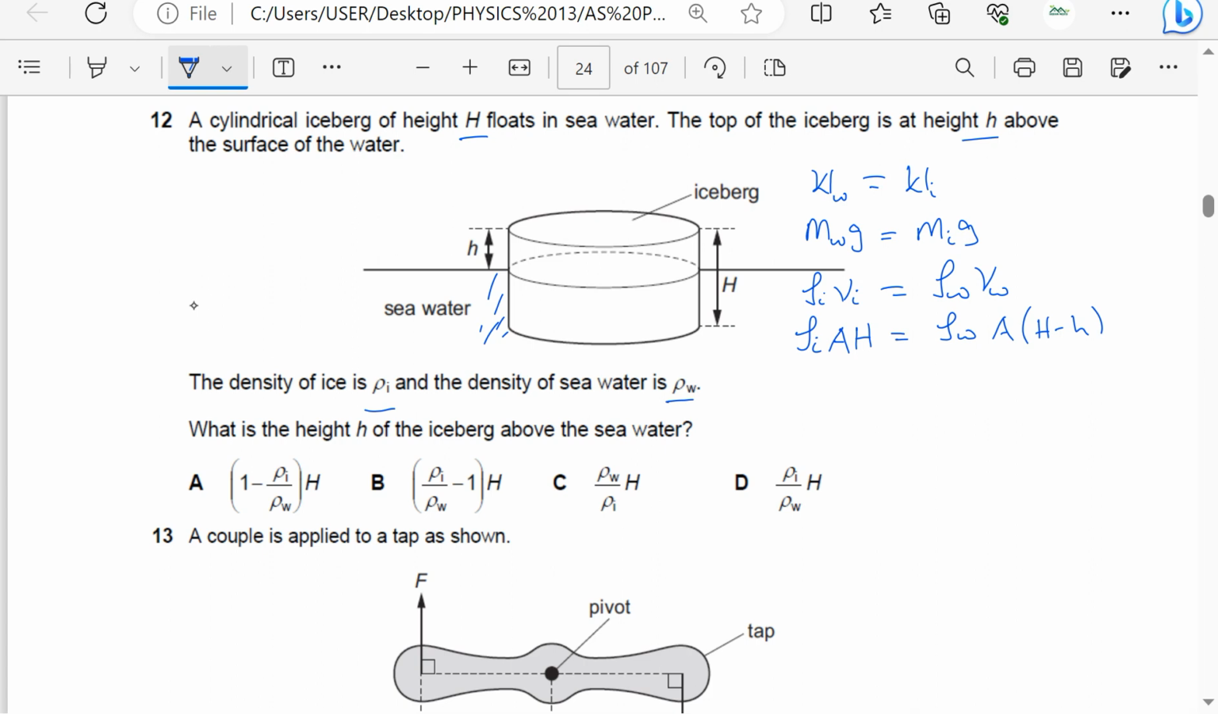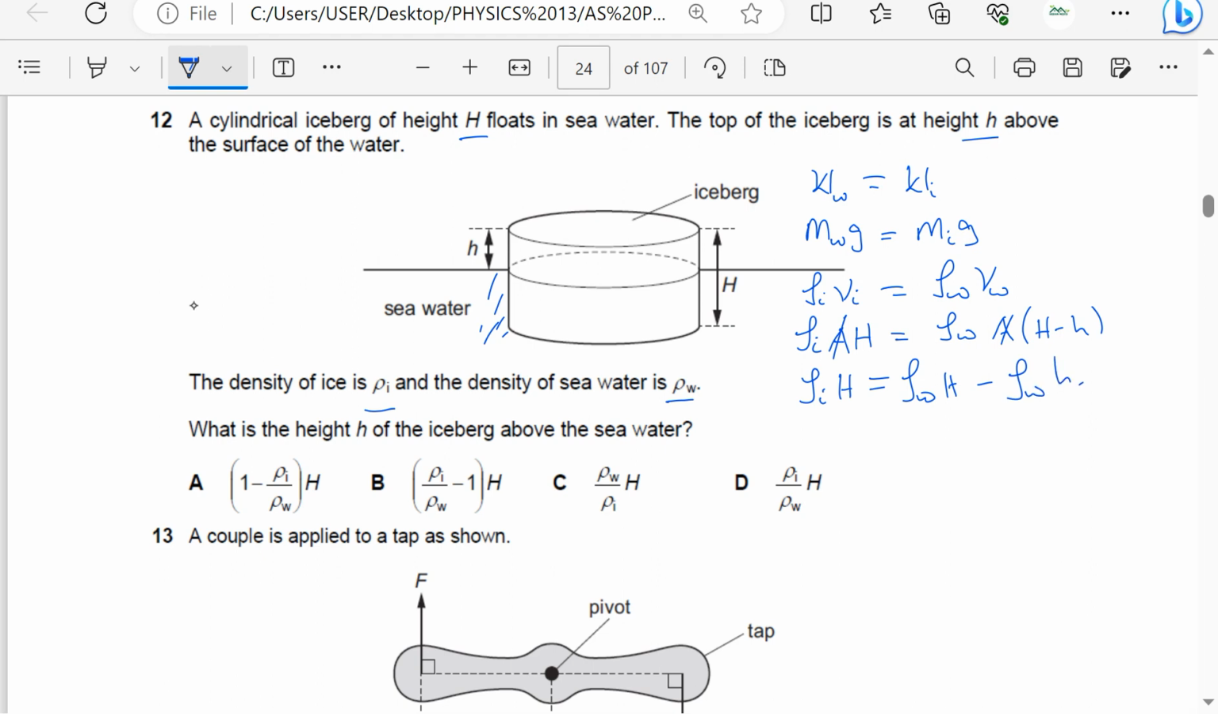So the question is, what is the height, small h, of the iceberg above the seawater? So I want small h. The cross-sectional area cancels out. If I open the bracket, the density of the iceberg times capital H is going to be equal to the density of water times capital H minus the density of water times small h.